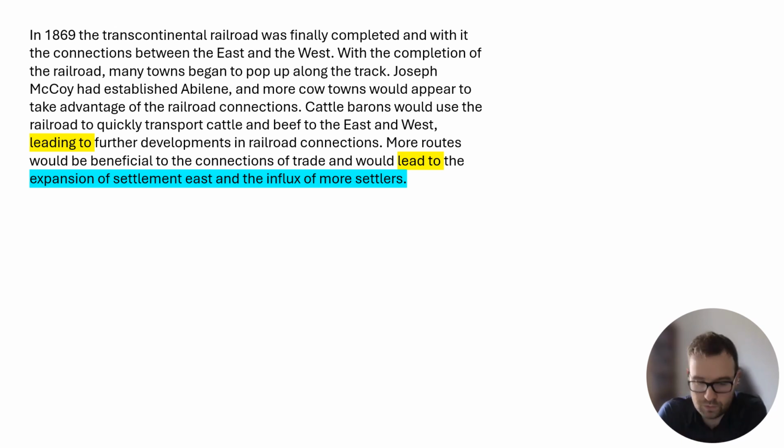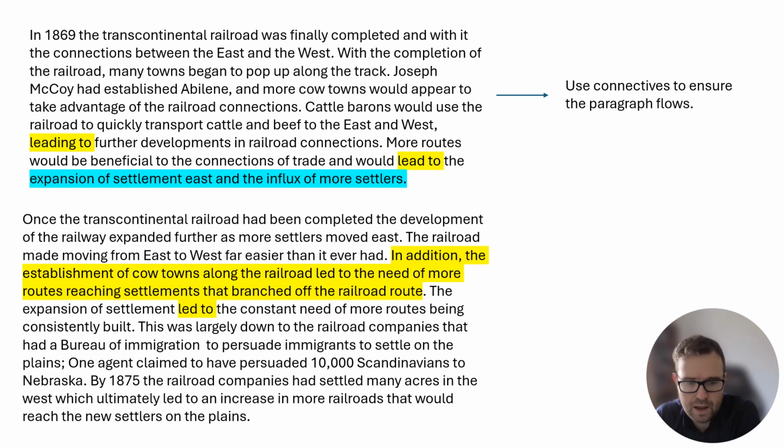That's the development of the railroad. You could add in a few choice words like development of the railroads. Well, no, it is there. It is there. So development of the railroads in railroad connections. Okay, AO2 with good AO1 knowledge to lead you into that. More routes would be beneficial to the connections of trade and would lead to the expansion of settlement in the east and the influx of more settlers. Okay, so it's clearly going to go to our culminating paragraph.